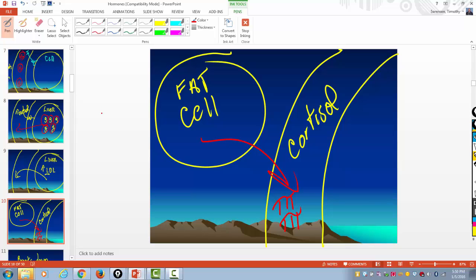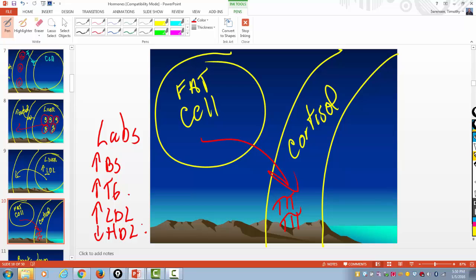So let's look. You got labs, right? So you got someone who has Cushing's disease. They have an excess amount of cortisol. What are you going to see in their labs? You're going to see an elevated blood sugar. You're going to see an elevated triglyceride level. You are going to see an elevated LDL level, the bad cholesterol, lousy, and a decrease in their HDL level. That's going to be right off the bat. So those are some of the big effects of cortisol.